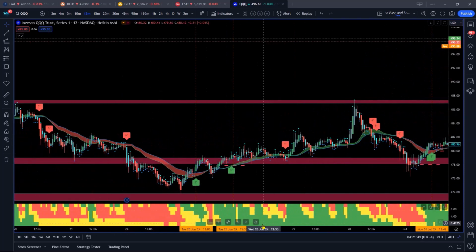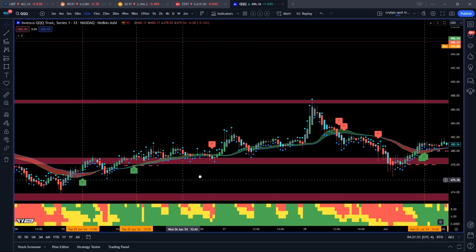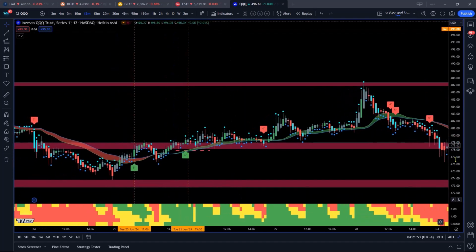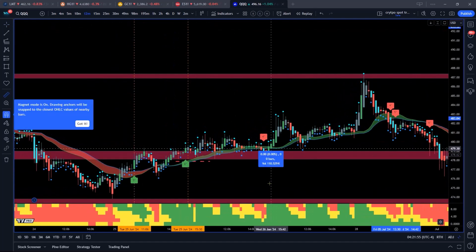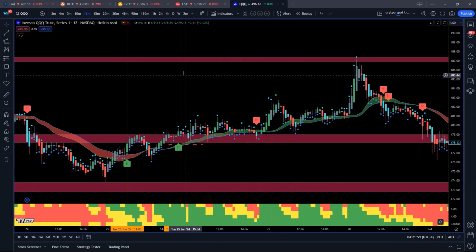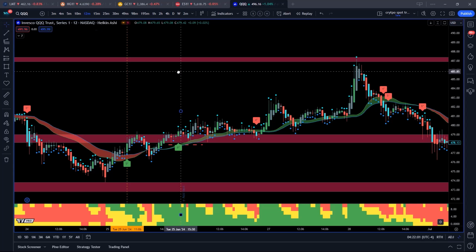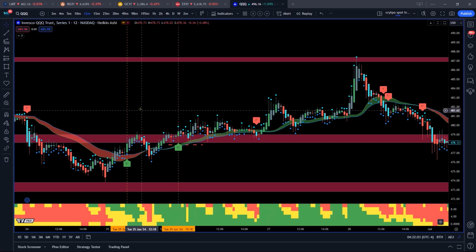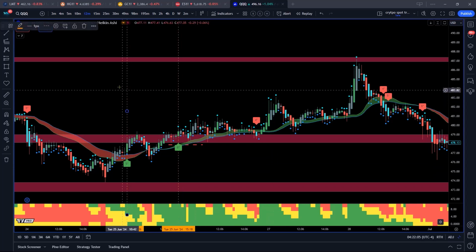So we're going to take a look at this first trading opportunity from a couple of weeks ago, and I'm going to talk through it. I've just put these vertical lines in there to help me identify where those signals were. So I can take those away now.